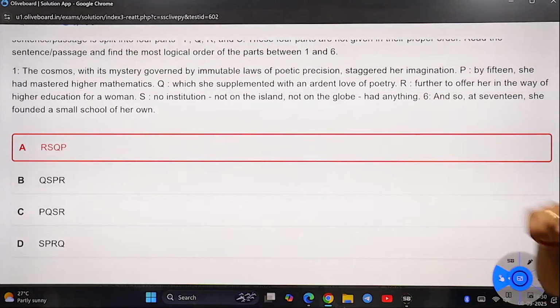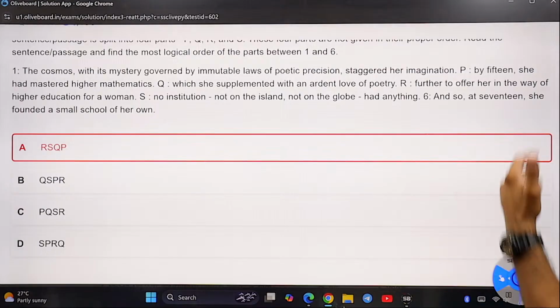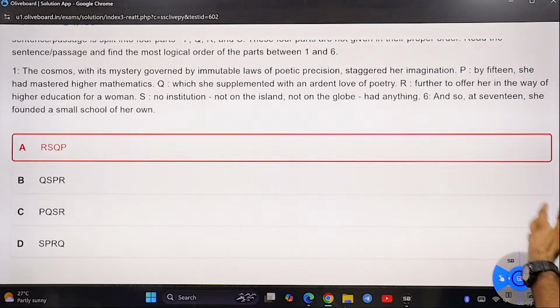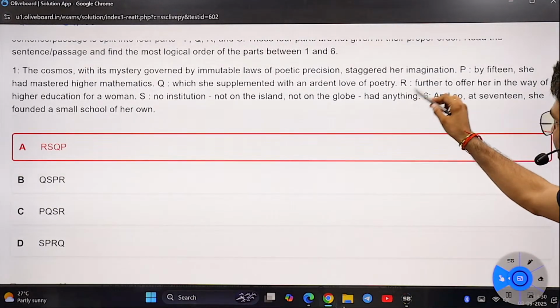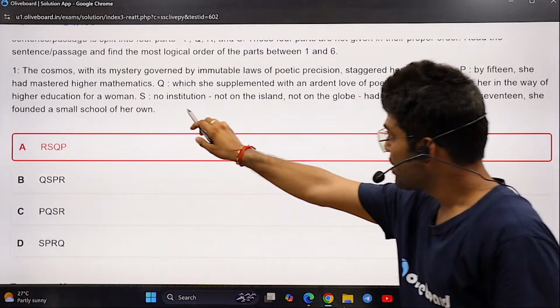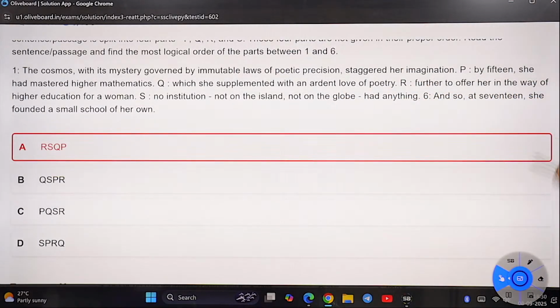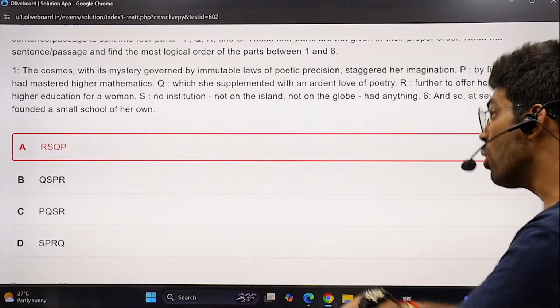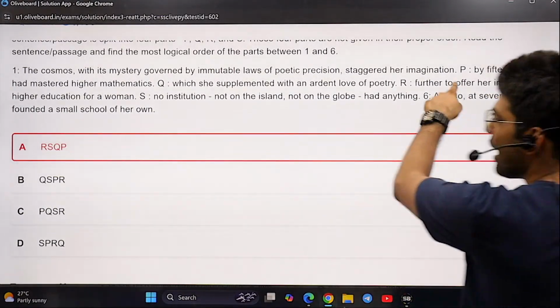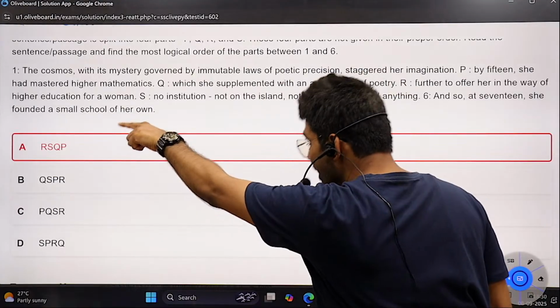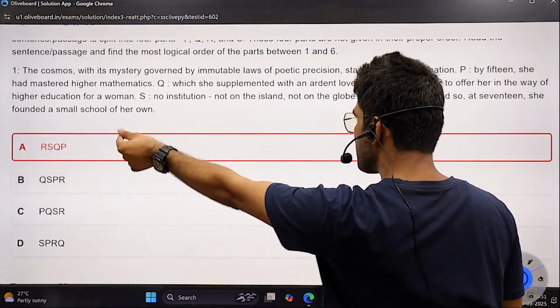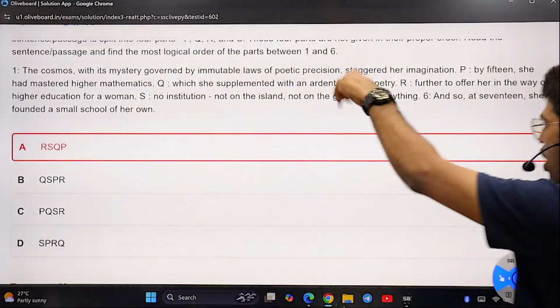Next, talking about institutions, not on the island or the globe, had anything further to offer. Institutions can offer her in the way of higher education for a woman. And so at 17, she founded a small school of her own because no institution had anything further for higher education for a woman. So she founded a small school of her own.